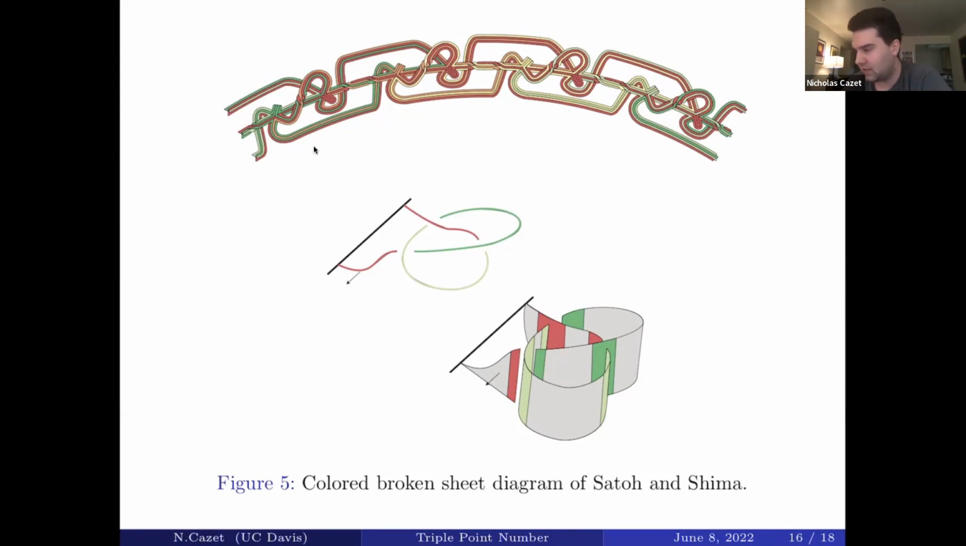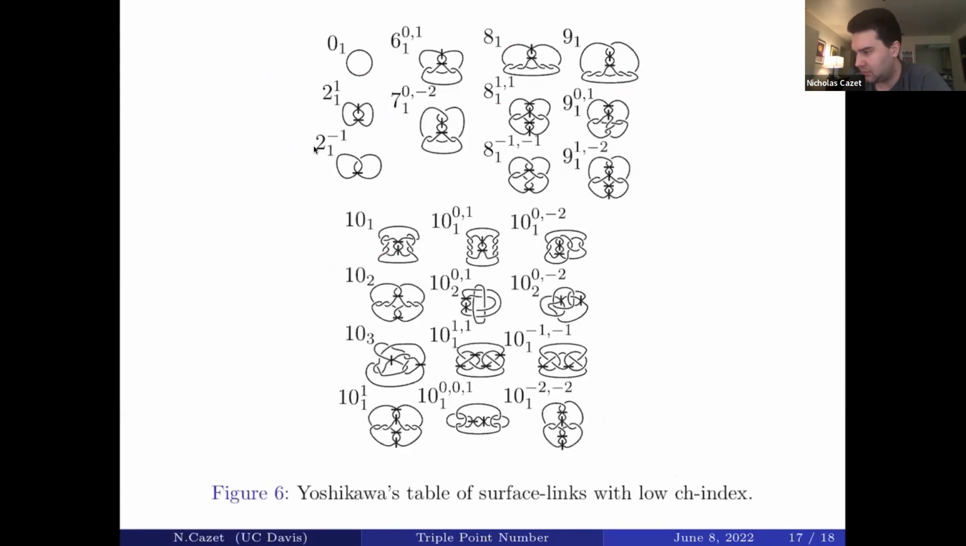Okay, I'm at the 20-minute mark. I'm going to just super briefly say one other thing that I worked on. There's this table that was generated to try to enumerate links based kind of on a crossing number. And it's a well-known Yoshikawa famous table. And generally these are the surface links you'd like to start to look at.